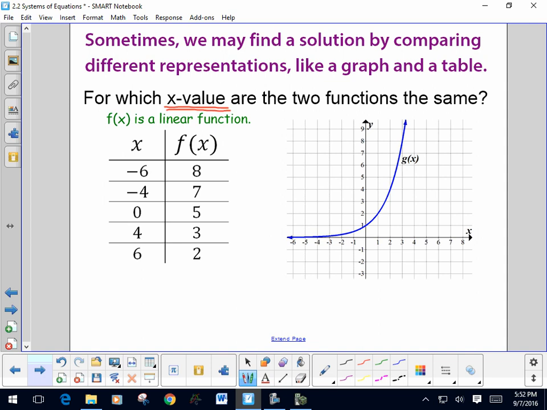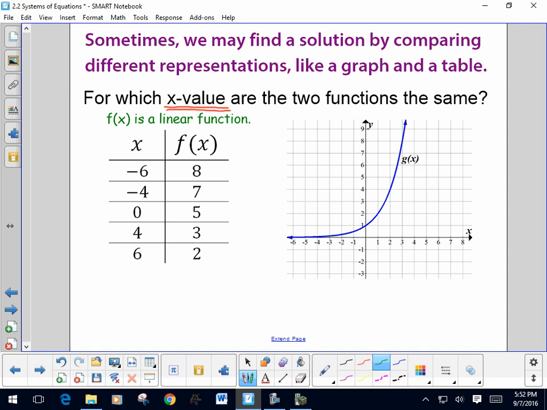for which x value are the 2 functions the same? Now you could try comparing the graph and comparing the table and thinking about it this way, but I think one of the fastest and most efficient ways to solve a problem like this is to graph it and look at those 2 graphs together. Now g of x is already graphed, so we just need to graph f of x. I'm going to graph it in green.